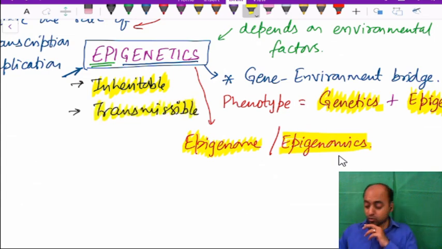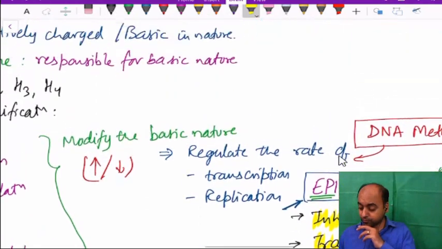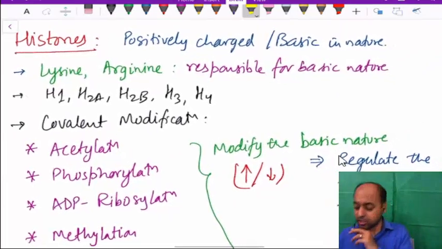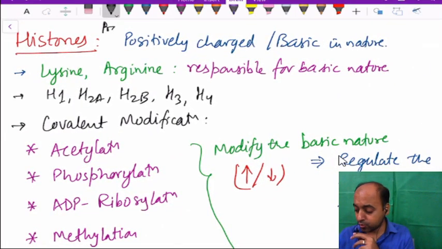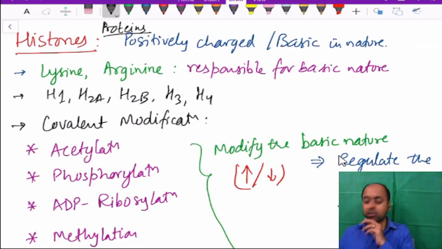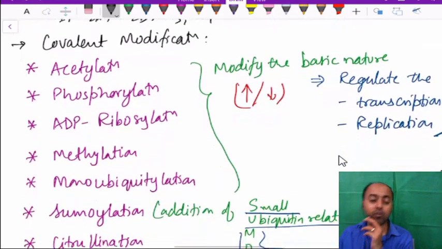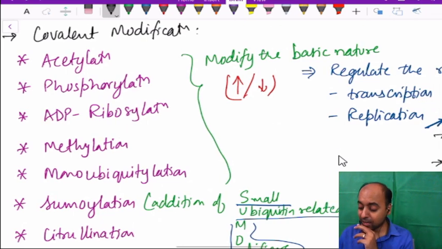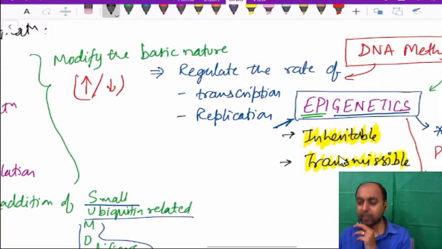So this is about the histones. As you should know, the histones are positively charged or basic proteins. The basic nature is due to the presence of lysine and arginine. The five types of histone are H1, H2A, H2B, H3, and H4. The histones show covalent modification. The different types of modification include acetylation, phosphorylation, ADP ribosylation, methylation, mono-nucleotidylation, sumoylation, and citrullination. All of these can modify the basic nature, either increase or decrease, depending on type and where it is occurring.